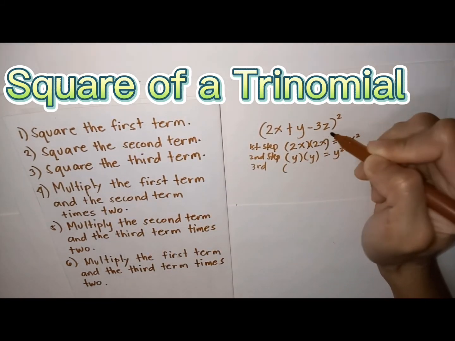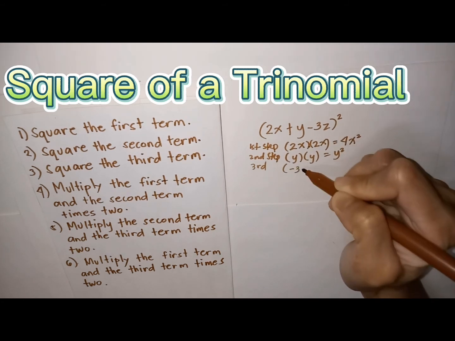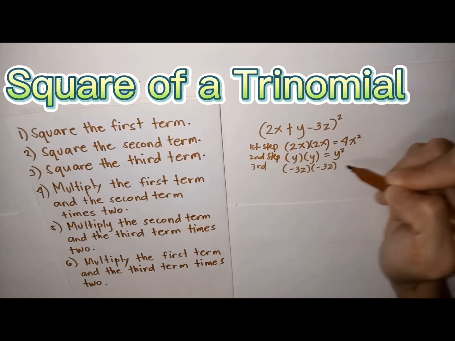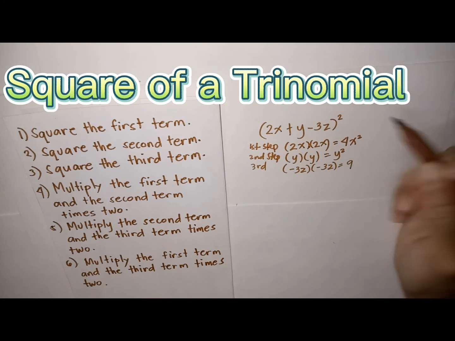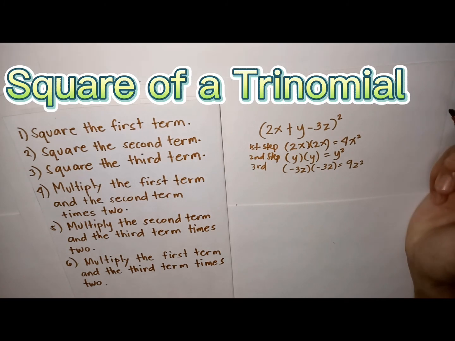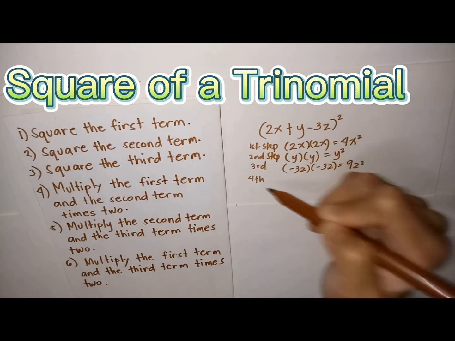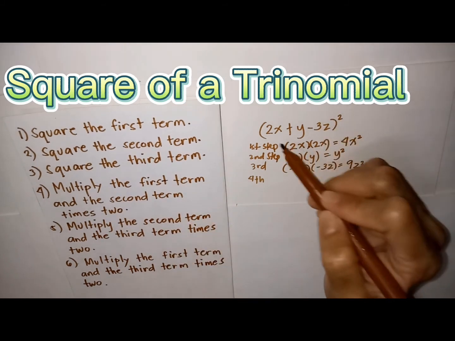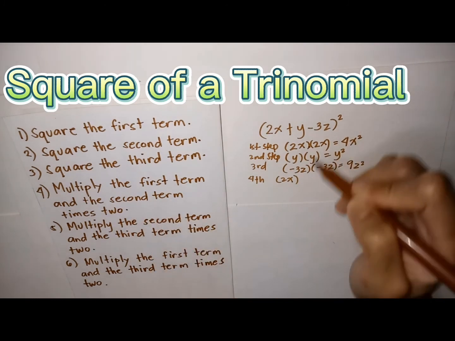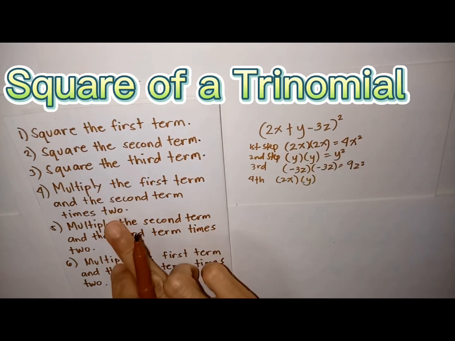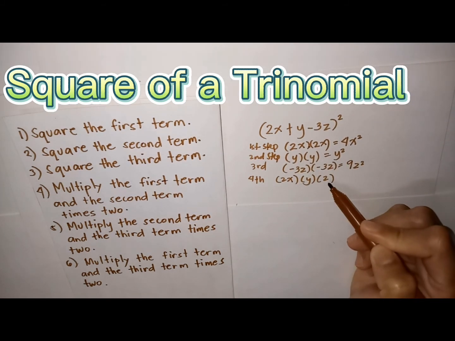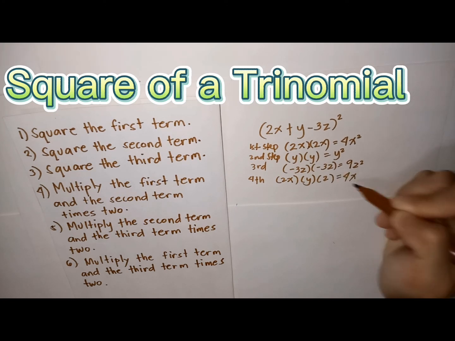For our third step, we have squared the third term. So our third term is negative 3z. Negative 3z times negative 3z. So negative 3 times negative 3, that is positive 9. And negative z times negative z, that is positive z squared. For our fourth step, multiply the first term. So our first term is 2x times the second term. So we have y times 2. So 2x times y is 2xy times 2, that is 4xy.